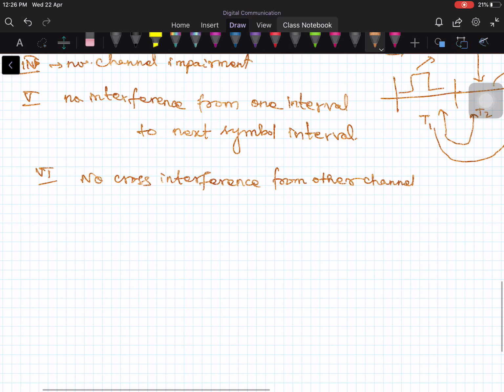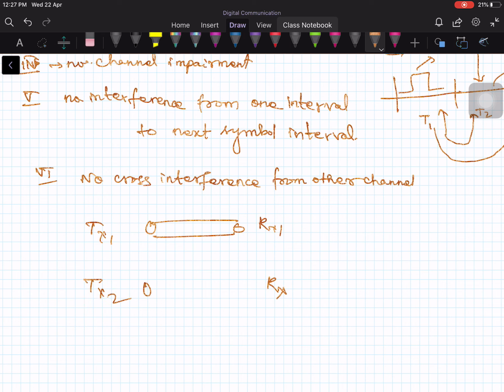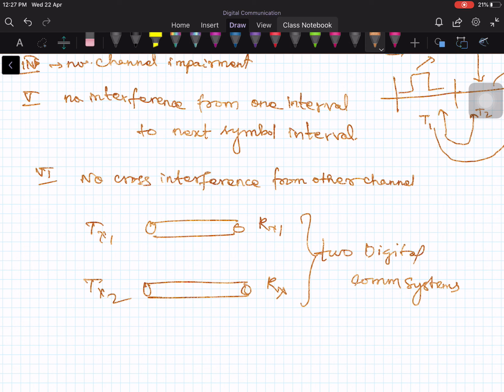And another one is no cross interference from other channels. See, you have one pair of channel. You have transmitter 1 and receiver 1, and you have transmitter 2 and receiver 2. There is one more system, two digital communication systems. Let's say the second system is operating in the neighborhood of the first system. So what will happen? The second system will come and interfere with the first system. So that is called cross interference from the other channel.